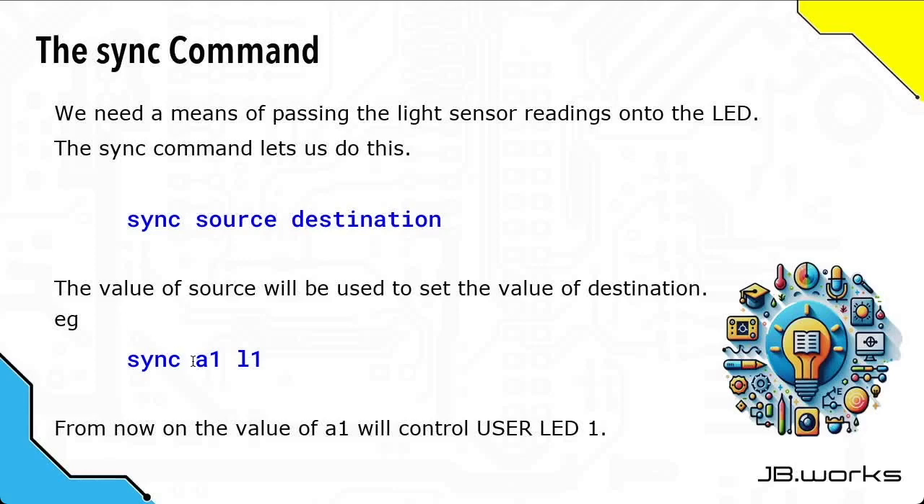For example, if I go sync A1 space L1, from that point on, whenever I turn A1 on, L1 will turn on. And whenever I turn A1 off, L1 will turn off. That is because we've said we want to synchronize L1 with A1.